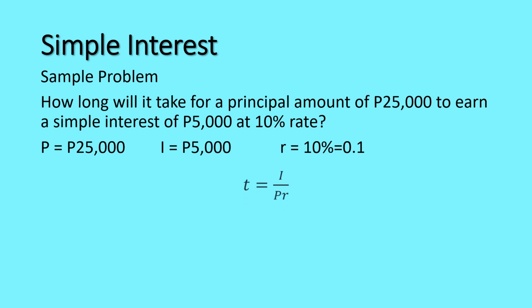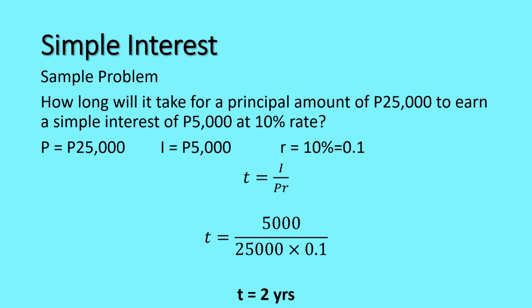So the formula for time is I all over PR. So substituting the values, time now is equal to 5,000 all over 25,000 times 0.1. So the time now will be 2 years. So that means your principal amount of 25,000 pesos will earn a simple interest of 5,000 pesos at a rate of 10% within 2 years, or after 2 years.